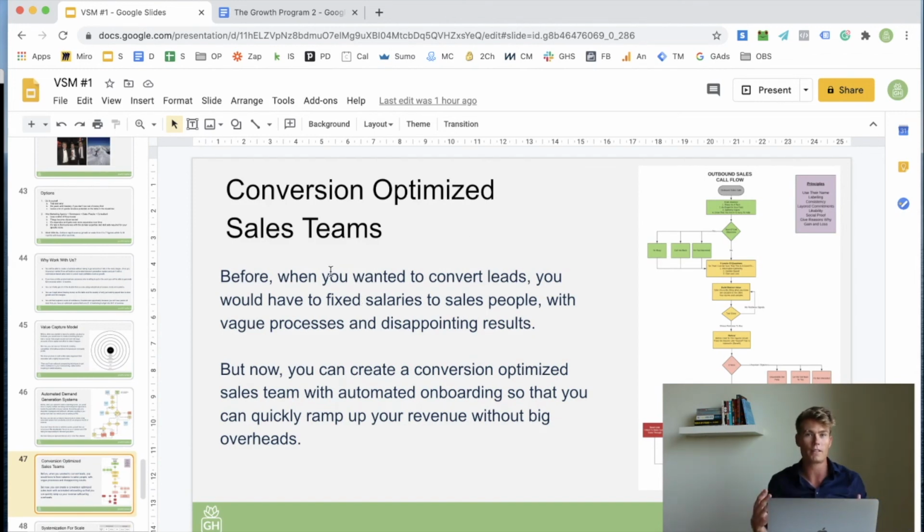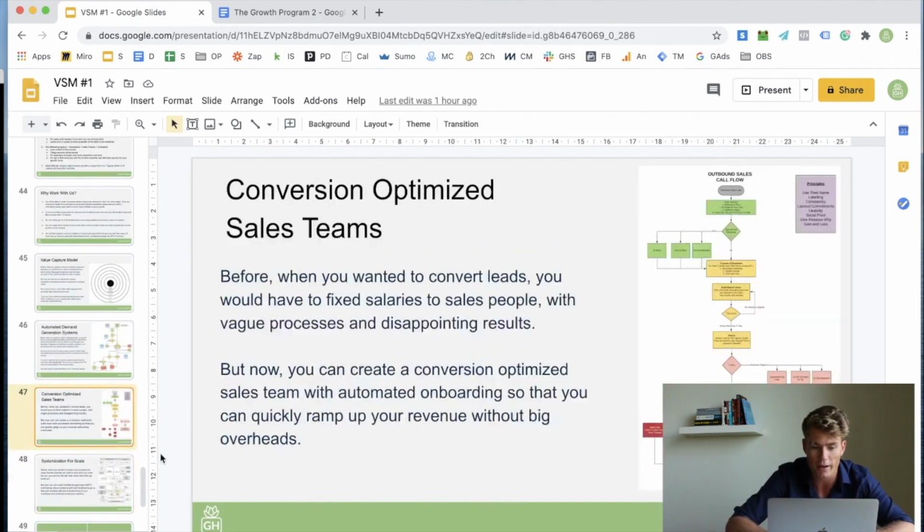So before, if you wanted to convert leads, if you wanted to scale up your business, you'd have to take a big risk. You'd have to take on salespeople on a big salary, or at least a fixed salary, which you would have to pay out whether they brought in $1 or $50,000, okay? And that brings on a lot of risk for you, okay? So we're going to teach you how to make conversion optimized sales teams that operate on a commission only basis and can even work remotely, okay? So this is going to really reduce your overheads and mean that you can scale up your sales organization without any risk.